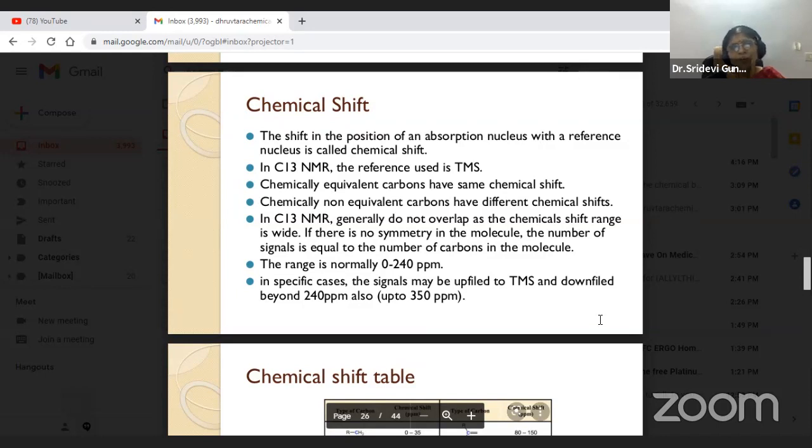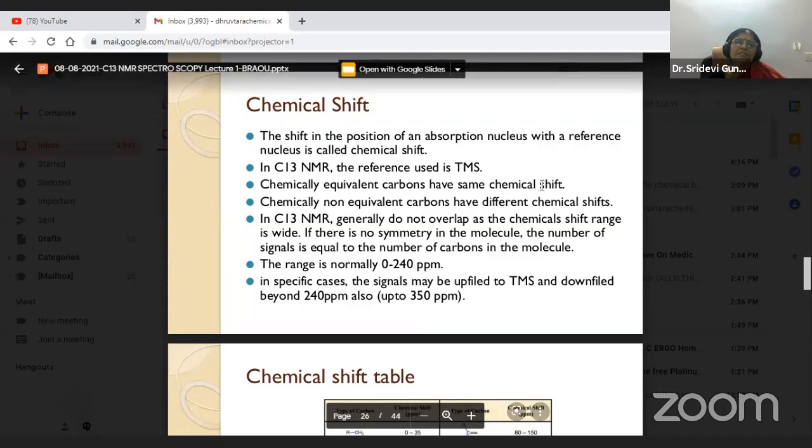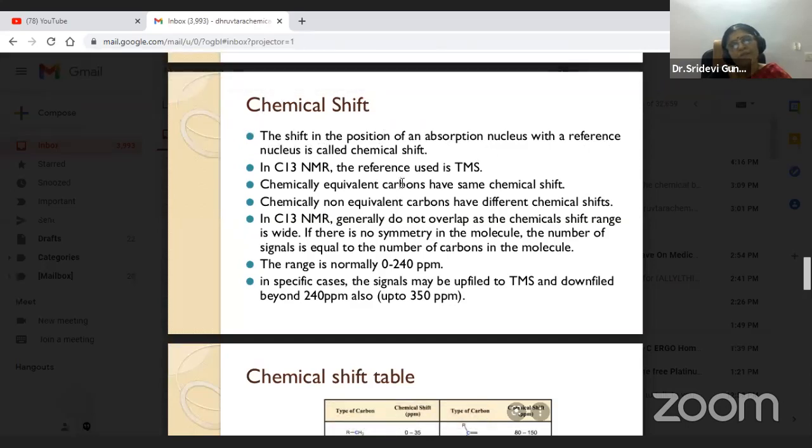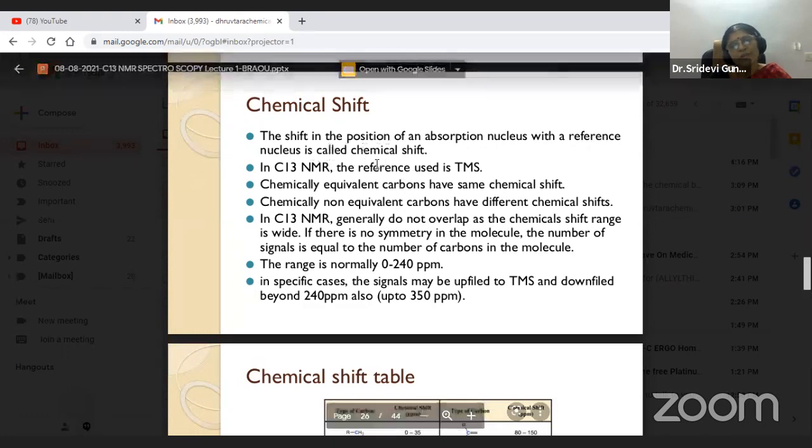So what is chemical shift? The name itself suggests it is a shift. It is a shift in the position of an absorption nucleus with a reference nucleus. We call it chemical shift because it is dependent on the chemical and magnetic environment of the nucleus. That is the reason why we call it chemical shift. Broadly speaking, it is a shift in the position of an absorption nucleus with a reference nucleus.